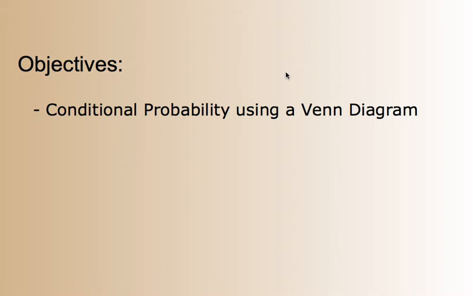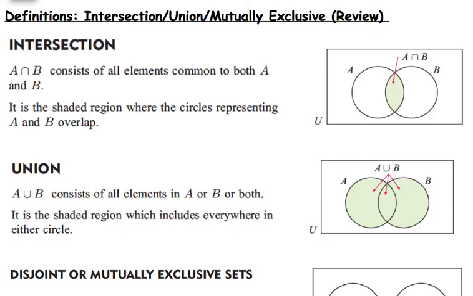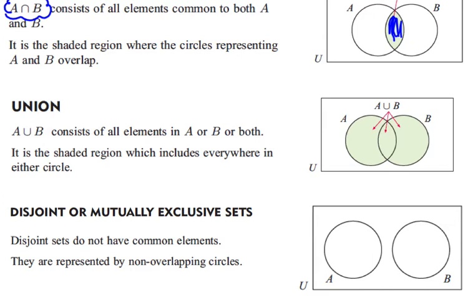Using a Venn diagram with conditional probability. So we're going to go through just referring to what the Venn diagram notations are. This notation is A and B, the intersection. So that's this piece right in here. It's the overlap. The notation here, A union B, refers to the word "or" or both. So it's both of these pieces.